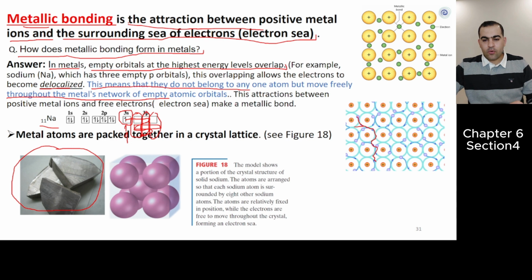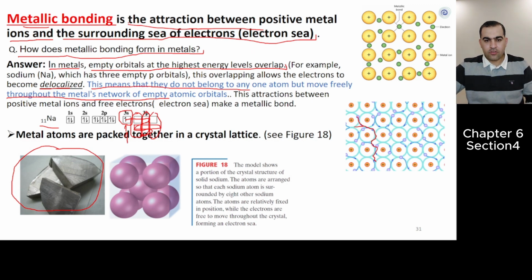So what's the metallic bonding now? Metallic bond is between these free electrons and positive metal ions. Why positive metal ions? We said the metals lose their electrons to the empty orbitals, and the empty orbitals where the electrons move is called the electron sea.